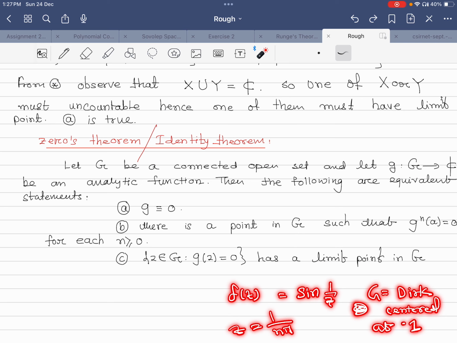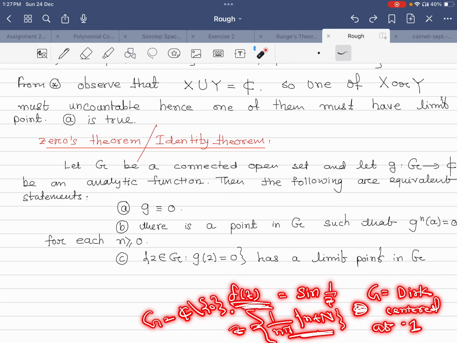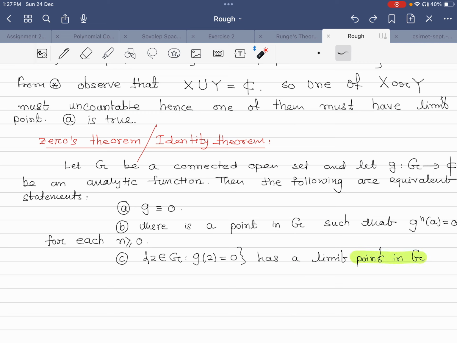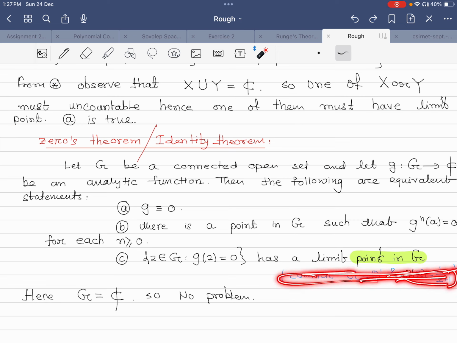Or also G you can take C minus 0. Z equal to 1 by n pi, these are the zeros, these belong to the zero set, right? What is the limit point of that set? That is 0, right? But 0 is not in G, but f is non-zero and analytic in G, right? So that is a counterexample. Actually, that is not a counterexample for our question. I was writing that thinking about something else, so just forgot it.